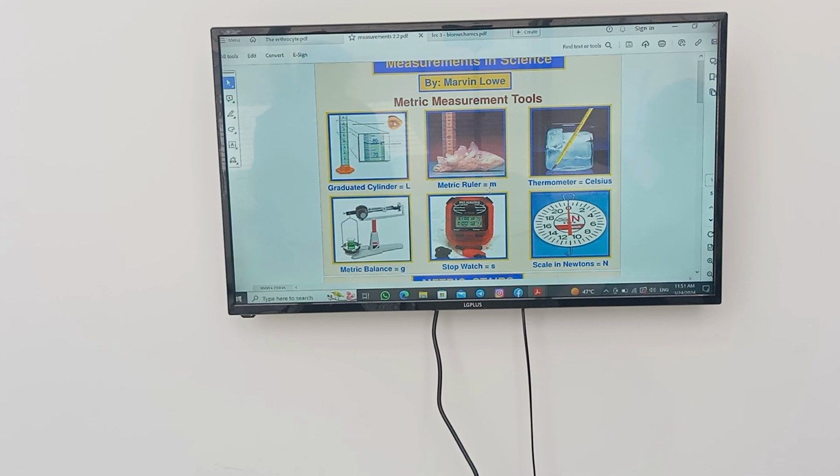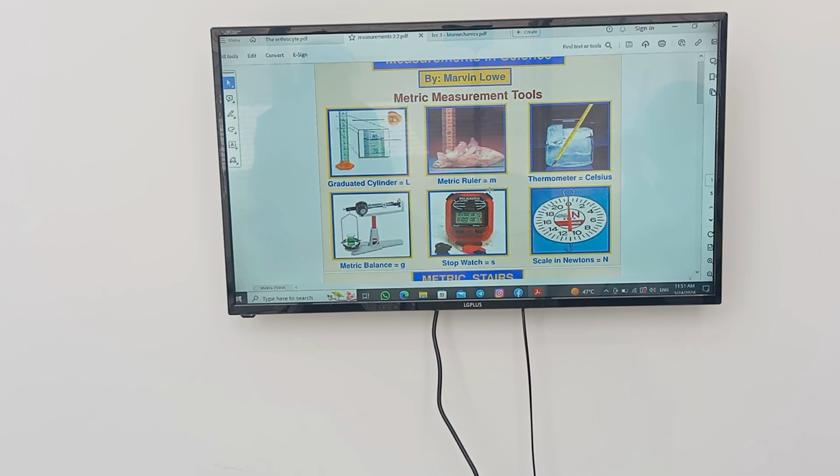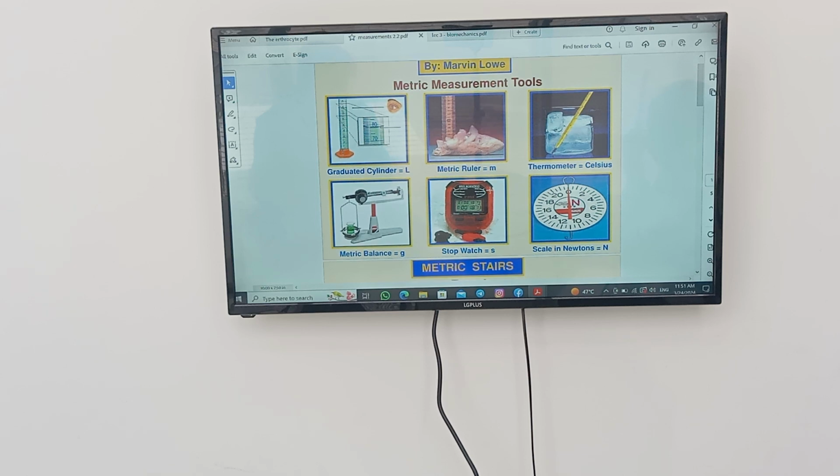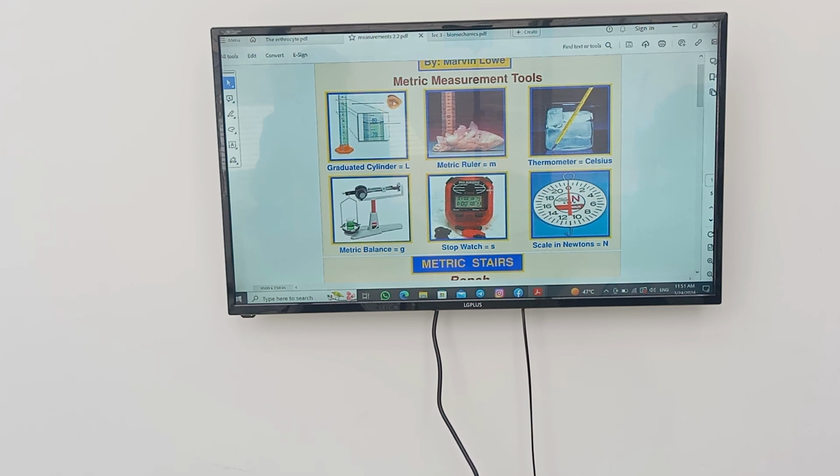You can use the ruler for measuring everything. The thermometer uses Celsius, okay, for of course heat, things that are not Kelvin measuring. And you can also turn Celsius to Kelvin by a specific equation. We have a metric balance, using the unit gram for weighing things.